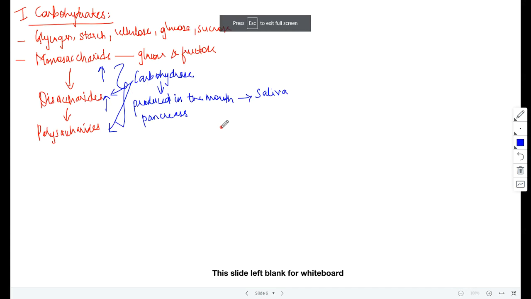Yeah, okay. So as I was telling you, some traces of carbohydrase are also seen in the pancreas and also in the small intestine. So you understood this part? Yes. Carbohydrase produced in the mouth is in saliva, and traces are also found in the pancreas and intestine. Monosaccharides are joined together with the help of enzymes to form disaccharides or polysaccharides, but carbohydrase comes and breaks down disaccharides and polysaccharides back to monosaccharides. Okay, that is about carbohydrates. Next, we'll see about proteins.